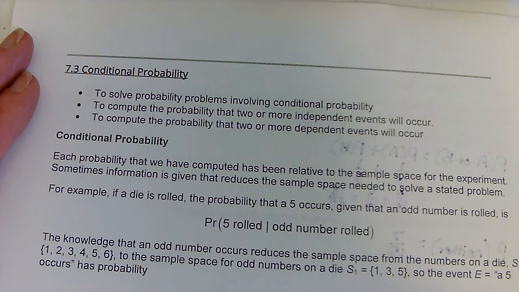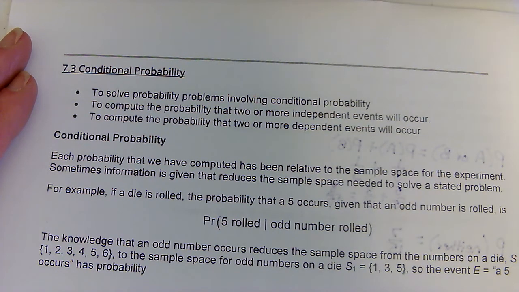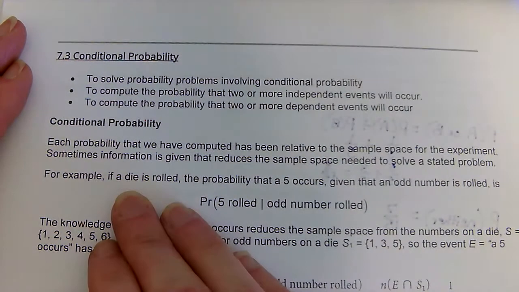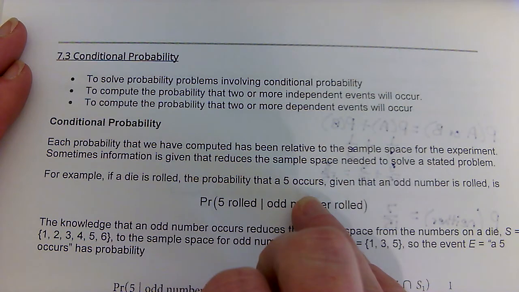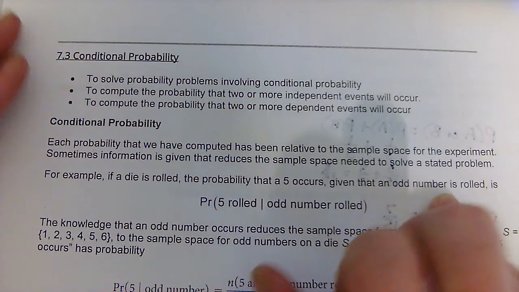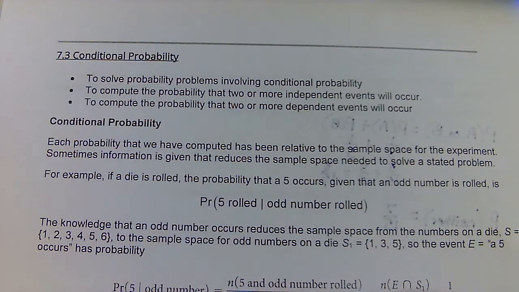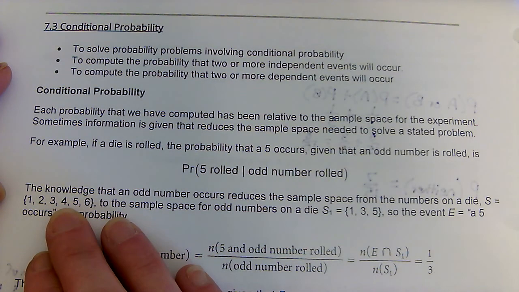Conditional probability. That's when you compute whether something has happened given that something else has happened. In other words, like if a die is rolled, the probability that a 5 occurs given that an odd number is rolled. So in other words, you already know that the number was odd, but what's the probability of that odd number being a 5? So we'll remember that, when you roll a dice, it's 1 through 6.